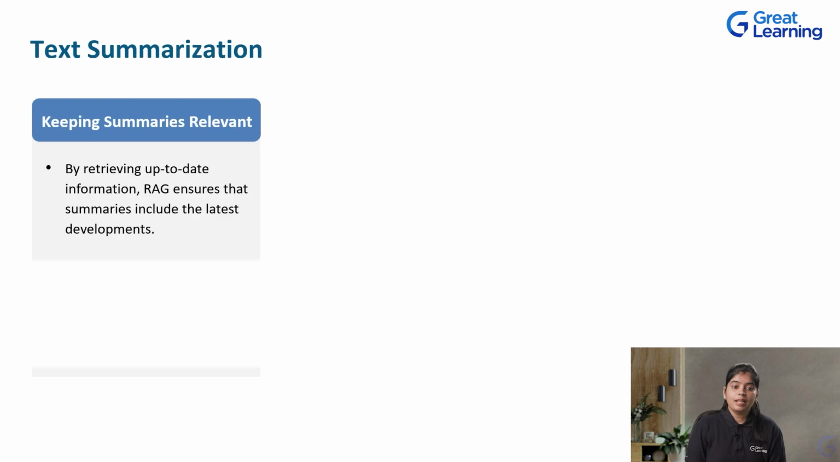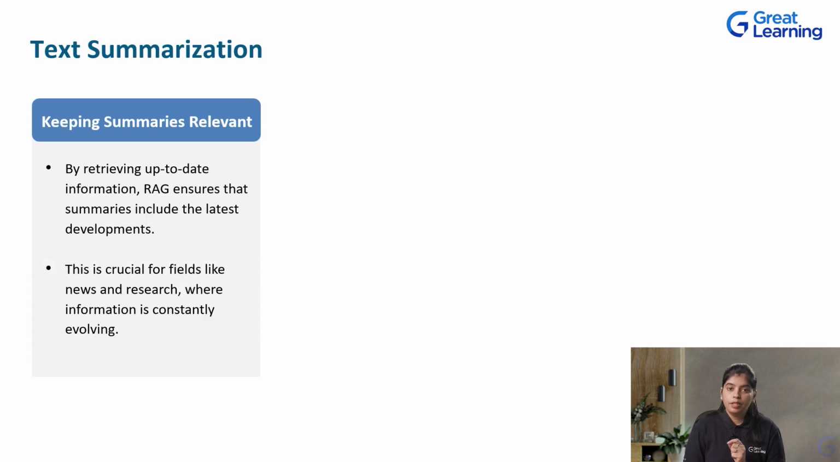After that, keeping summaries relevant. By retrieving up-to-date information, as you can see written on the screen, RAG ensures the summary includes the latest developments. It always tries to work on up-to-date information. This is very important for fields, especially news and research, where up-to-date information is a must and where information is constantly evolving, meaning it keeps changing. So there it is very important.